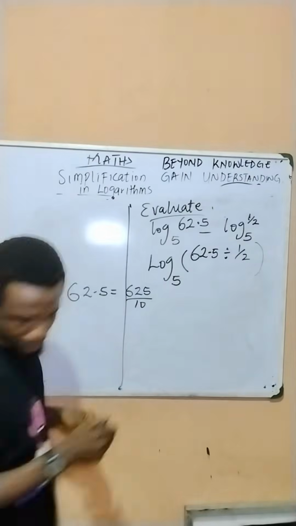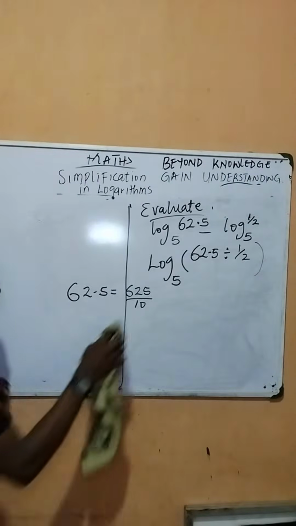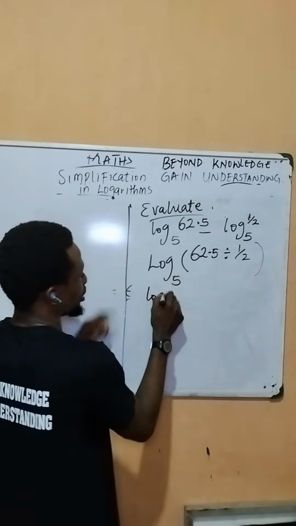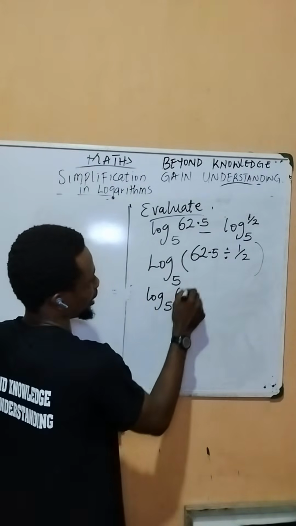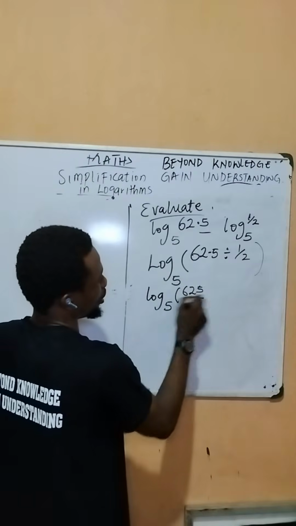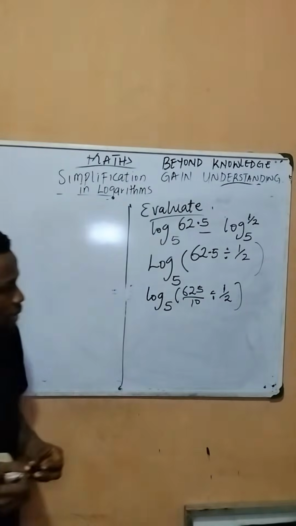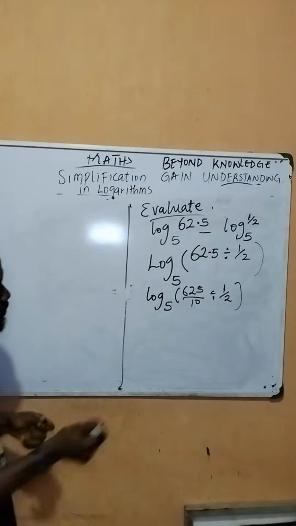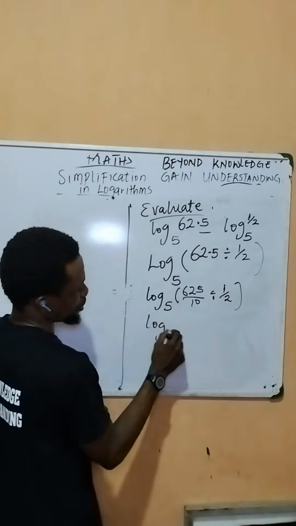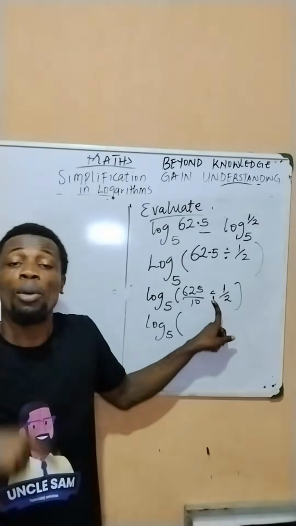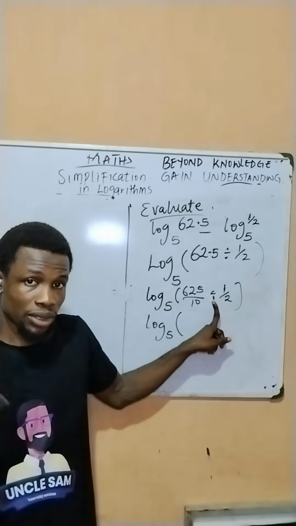So this is now the same thing as log to the base of 5, and then 625 all over 10 divided by 1/2. That's what we have. So at this point, this becomes log to the base of 5. Then this division is going to now change to multiplication. That's what is going to happen.